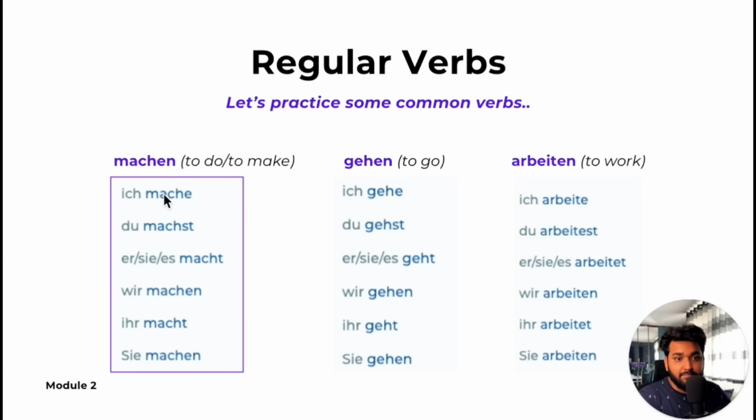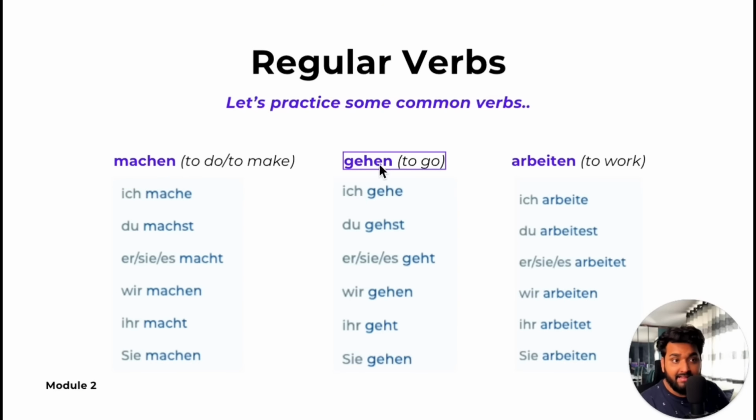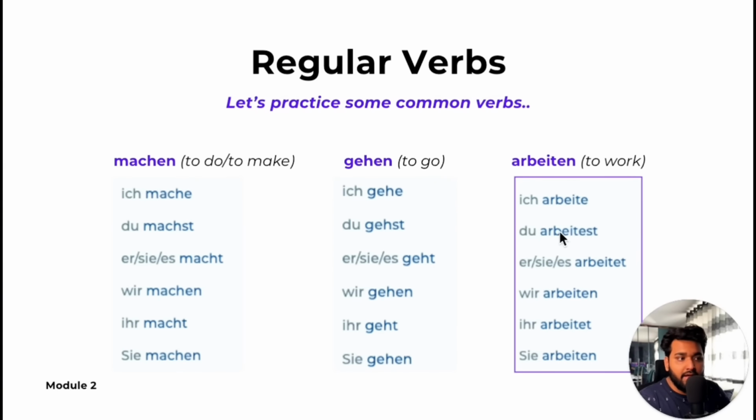Ich mache, du machst, es macht, wir machen, ihr macht, Sie machen. For gehen it will also be the same. Ich gehe, du gehst, es geht, wir gehen, ihr geht, sie gehen. Gehen: G-E-H is the main foundation and the ending will change according to the subject. The same goes with arbeiten. Ich arbeite, du arbeitest, es arbeitet, wir arbeiten, ihr arbeitet, sie arbeiten.